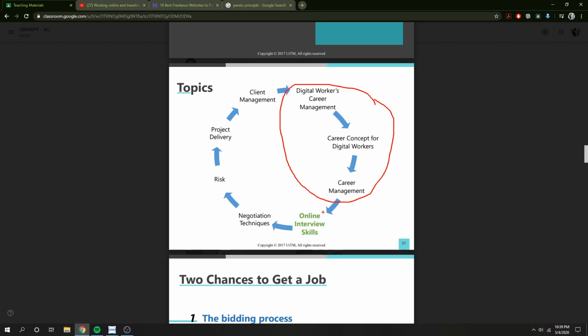The next part is about once you get the job or want to bid for the job, how to deal with that kind of situation. And then once the job is done and complete, how we maintain the relationship with the clients.